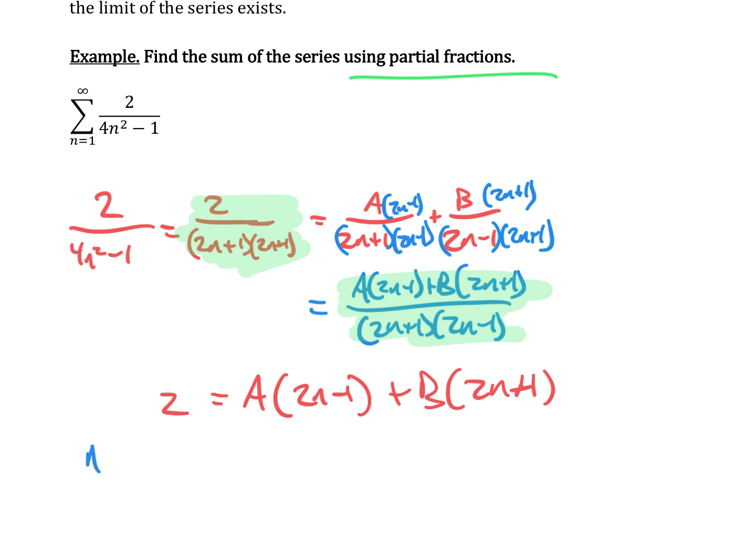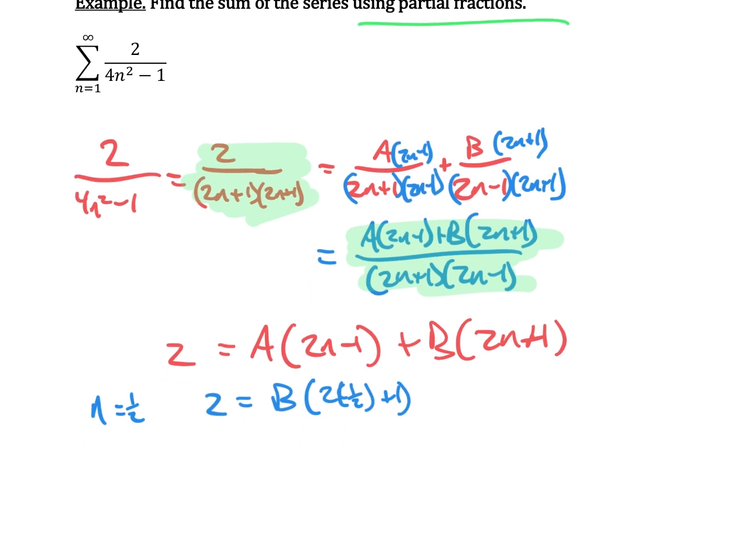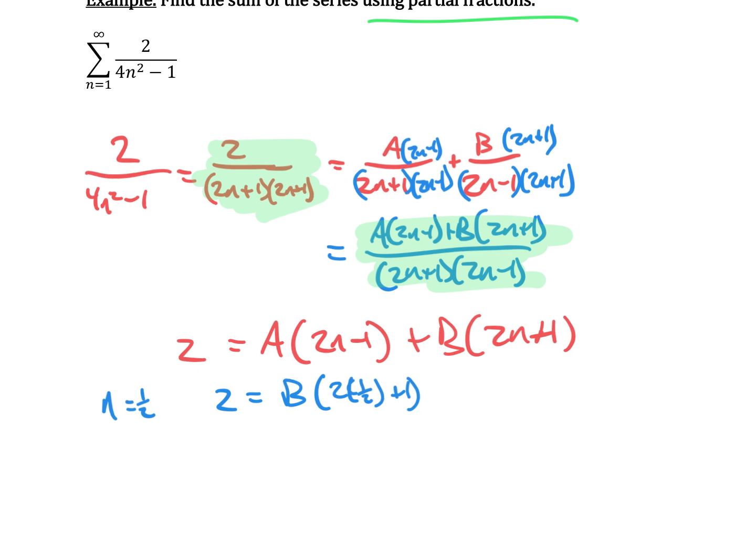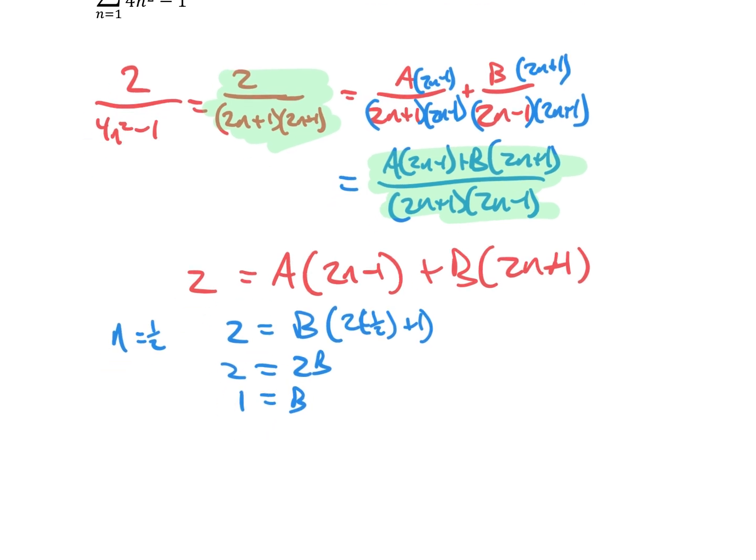So if n is 1/2, this will go to 0, so that'll make this whole first part go to 0. And we have 2 equals B times 2 times 1/2 plus 1. That means 2 times 1/2 plus 1 is 2, so 2B equals 2, and B equals 1. And with that, we could try one more.